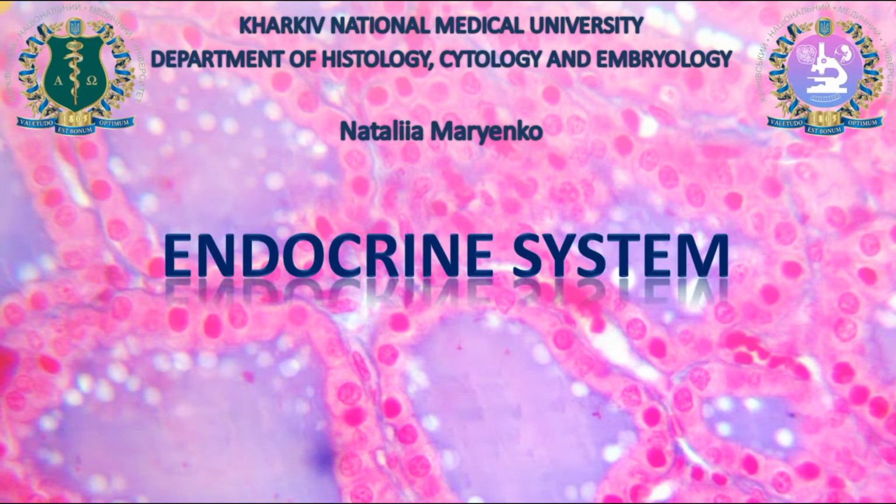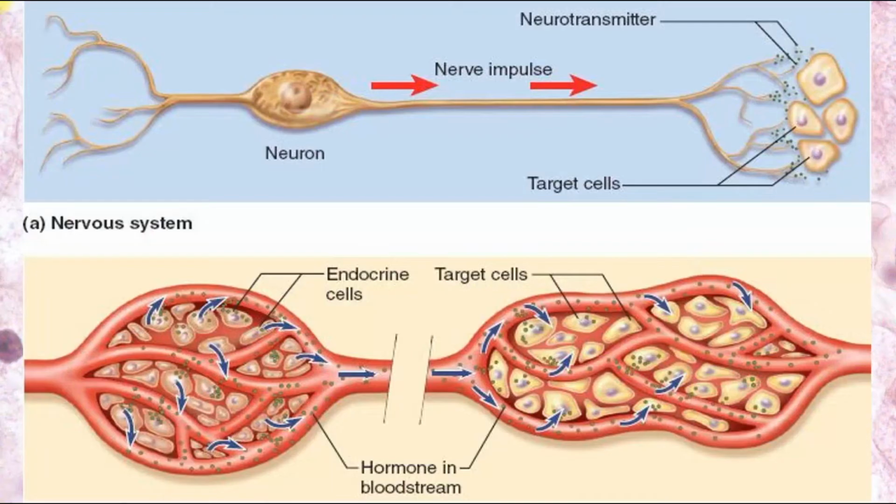Dear students, today we will talk about histology of the organs of endocrine system. Endocrine system is one of the regulatory systems which provide regulation of all vital functions of our organism. Two basic systems which provide regulation are nervous system and endocrine system, and also immune system is described as one of the regulatory systems. It provides immune supervision.